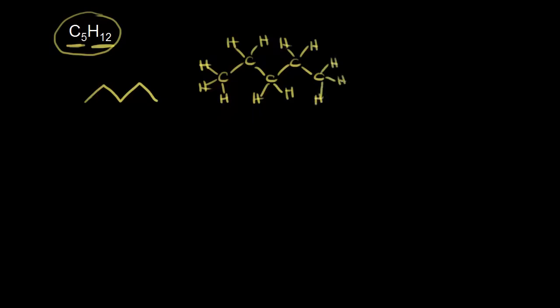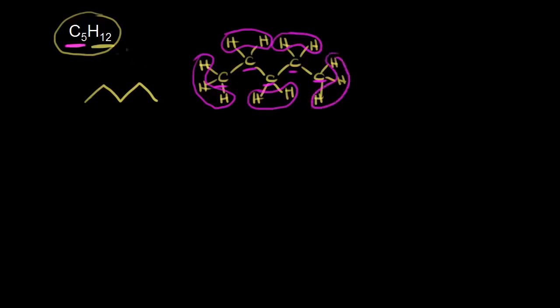So let's count up everything and make sure we have the correct molecular formula. So we have 1, 2, 3, 4, 5 carbons, so that's C5. And then we should have 12 hydrogens. Here's 3, plus 2 gives us 5, plus 2 gives us 7, plus 2 gives us 9, and then we have 3 more for a total of 12. So C5H12 is the molecular formula for this compound.